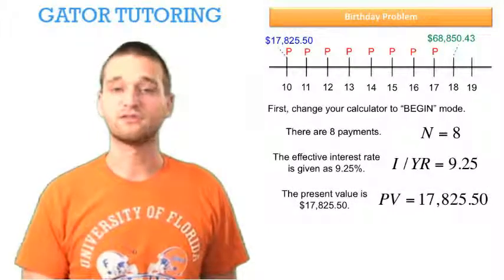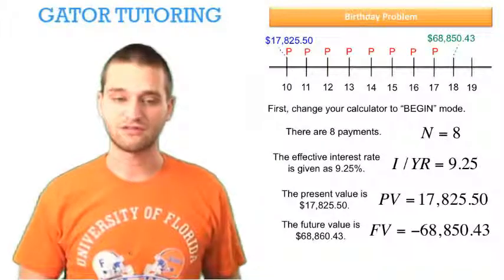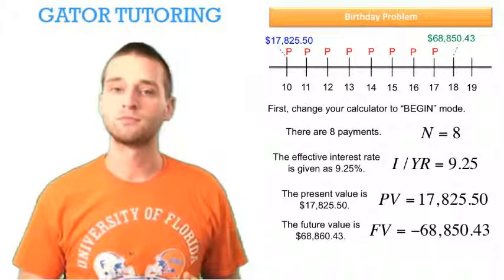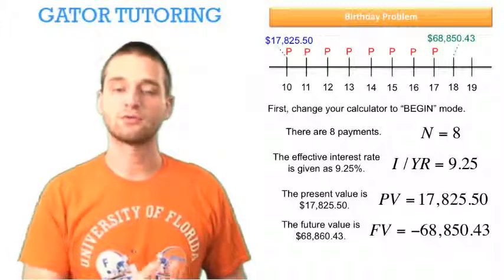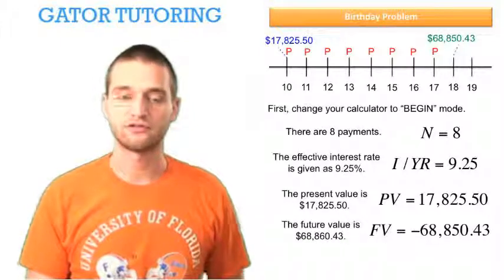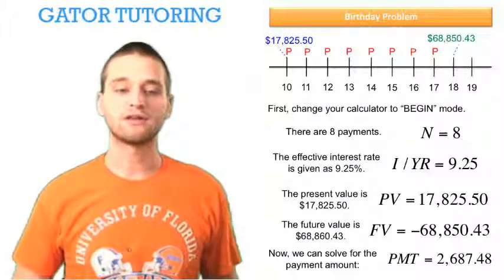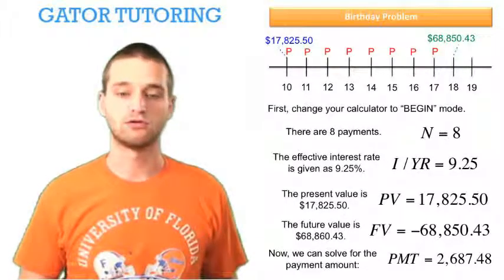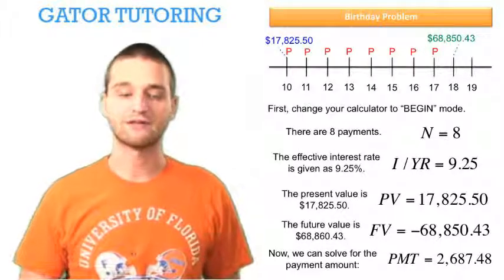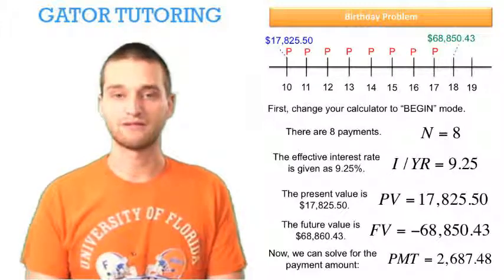The present value is the $17,825. And the future value is the $68,850. So we enter that one as a negative number because we can think of the $17,825 today as what we have for ourselves, and the $68,850 is what we're going to pay for tuition. So that's going to be a cash outflow. Now we can solve for the payment amount, and we just press payment, and we see that these 8 payments must be $2,687.48 in order for us to make all of the tuition payments on time exactly.